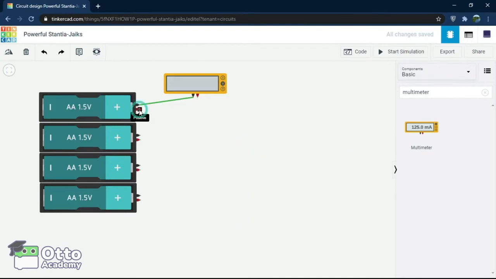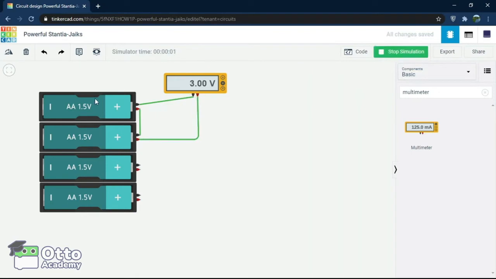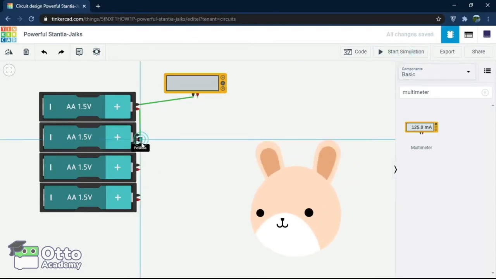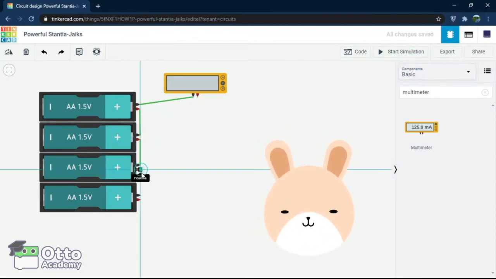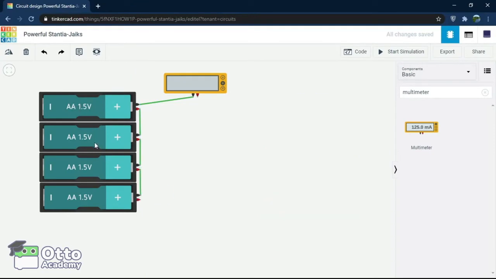Now, let's connect 2 of the AA batteries in a series by connecting positive to negative of the batteries, positive to positive from the battery to the multimeter. We click Simulate, and now the volts are combined at 3 volts. Let's do the test with the other batteries and connect all of them in a series. By having 4 1.5 volt batteries connected, this way we'll have a combined usage of 6 volts.